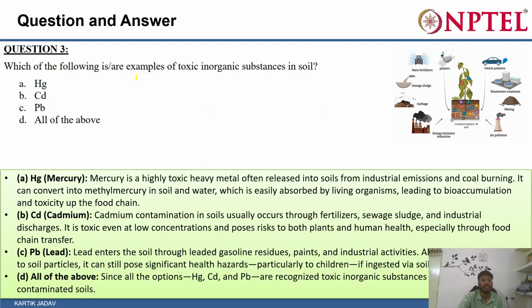Which of the following are examples of toxic inorganic substances in soil? For inorganic substances, we know that all the heavy metals, starting from nickel, copper, chromium, zinc, lead, cadmium, are inorganic toxic substances in soil. So the correct answer is option D.